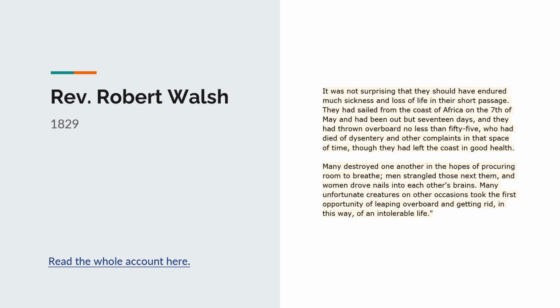They had sailed from the coast of Africa on the 7th of May, and had been out but 17 days, and they had thrown overboard no less than 55, who had died of dysentery and other complaints in that space of time, though they had left the coast in good health. Many destroyed one another in the hopes of procuring room to breathe. Men strangled those next to them, and women drove nails into each other's brains. Many unfortunate creatures on other occasions took the first opportunity of leaping overboard and getting rid in this way of an intolerable life.